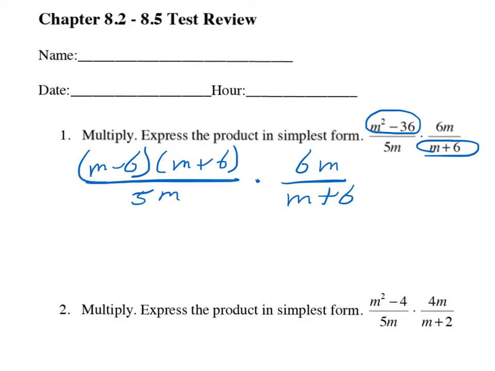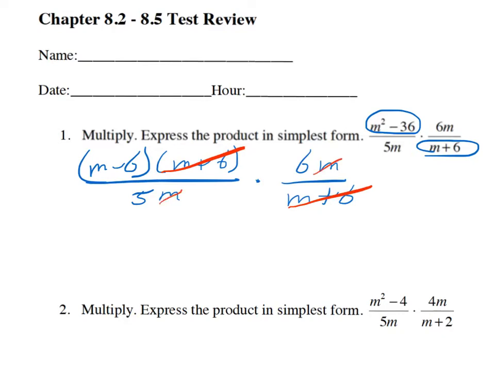Now, what's going to happen from there? Well, let's see, m minus 6, do I see one down here? No. M plus 6, yes, I see one down here. So we're going to divide that out. This m plus 6 divides out with that m plus 6. Is there anything else that divides out? Well, you may look at this and say, oh, I see an m there and an m down there. So that's going to divide out.